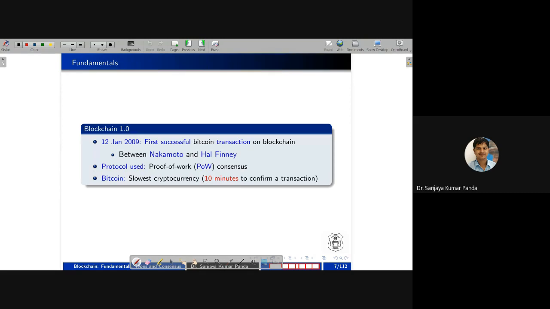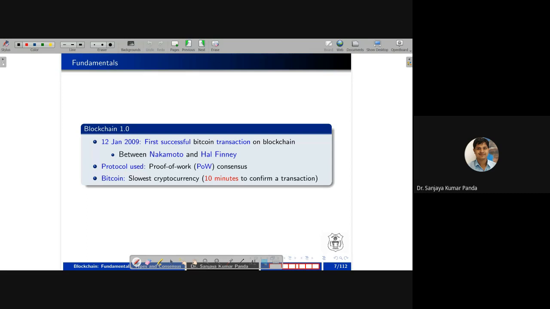So on 12 January 2009, the first successful Bitcoin transaction happened in the blockchain using the blockchain network. This transaction happened between Satoshi Nakamoto and Hal Finney. They used a very famous consensus mechanism called proof of work for this particular transaction. Right, I'll tell you about this proof of work when we discuss the different consensus mechanisms.